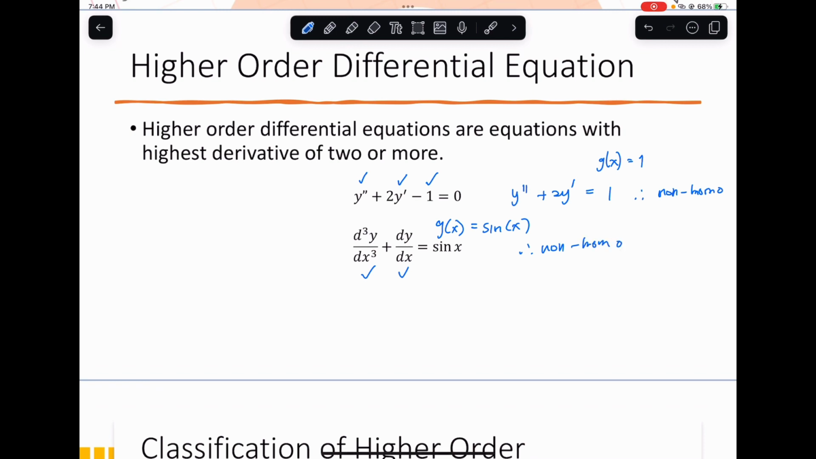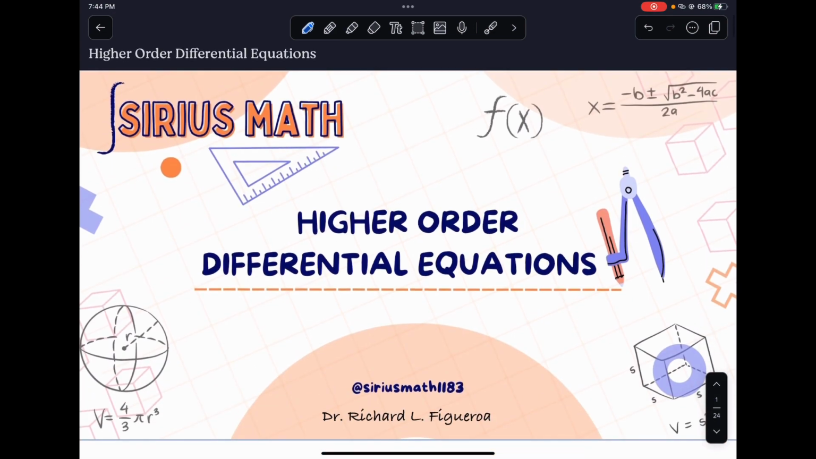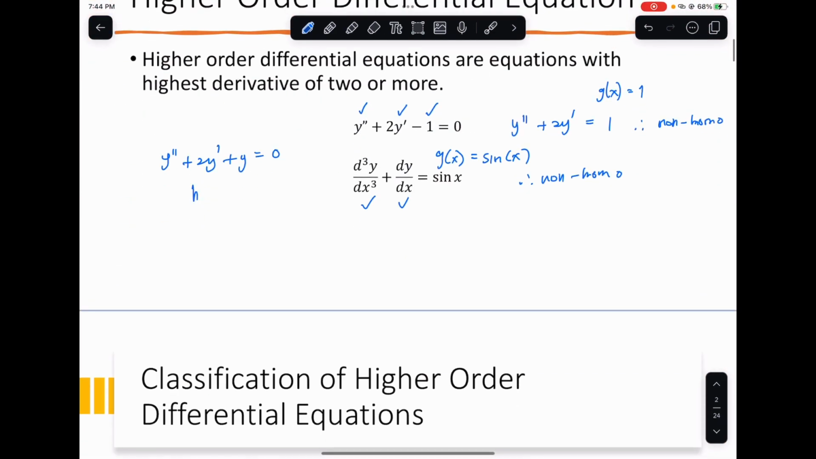But if I would have, for example, y double prime plus 2y prime plus y is equal to 0, as you can see here, we just have the dependent variable y together with its derivatives as the parameters involved in the given equation, then this is considered a homogeneous equation. So this is a homogeneous equation.